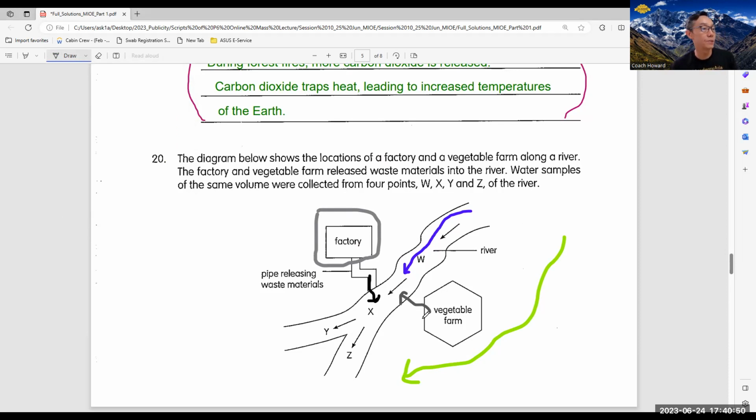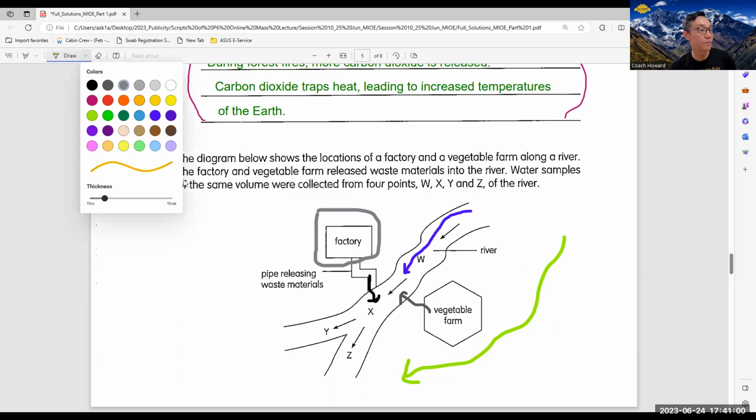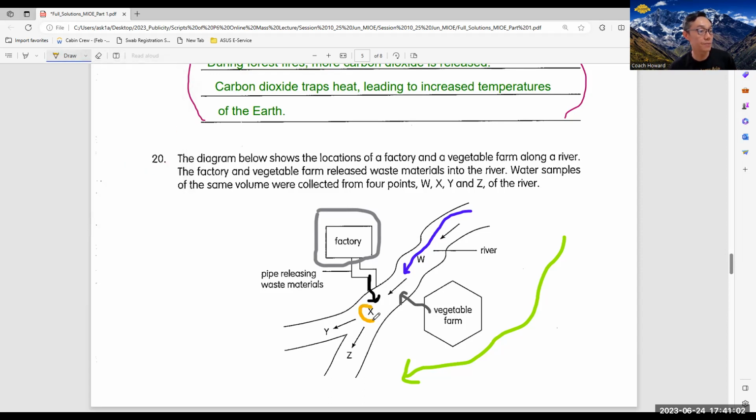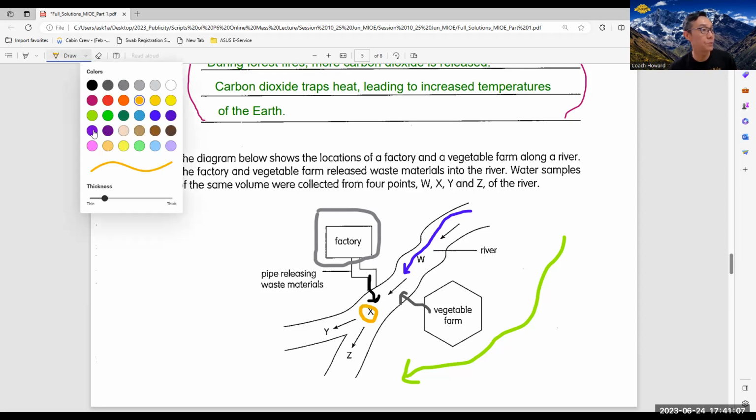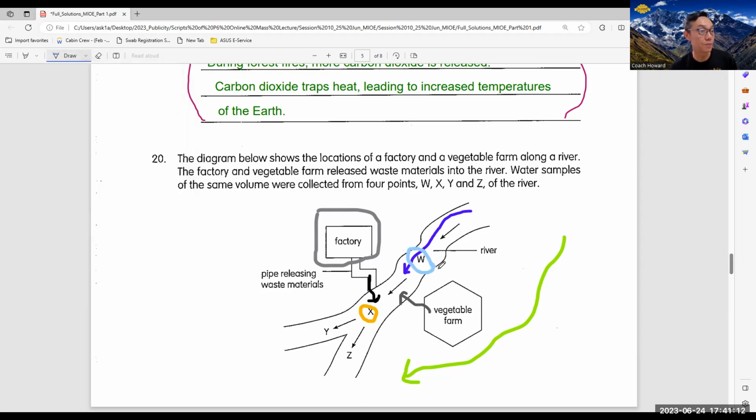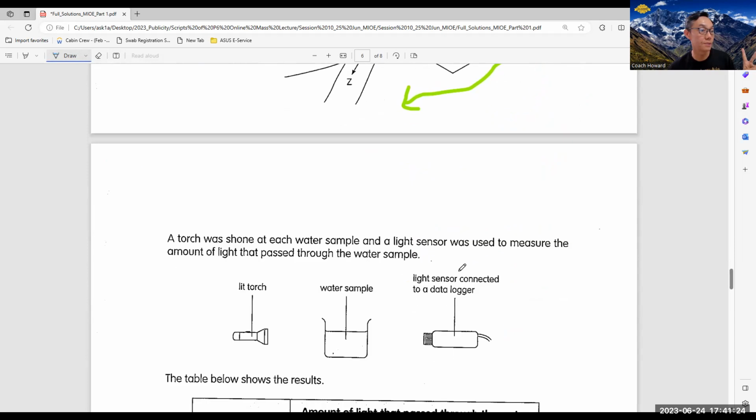So they collect samples from 4 different locations: W, X, Y, and Z. So before you even do the questions, you will have in your mind that position X will have the highest amount of pollutant, and position W will have the least. Why least? Because it's from the upstream, it's not polluted. So the chemical waste will not flow backwards. Okay, so W will have the least, X will have the most. So take note of this. Then this will help you answer the questions which show here.